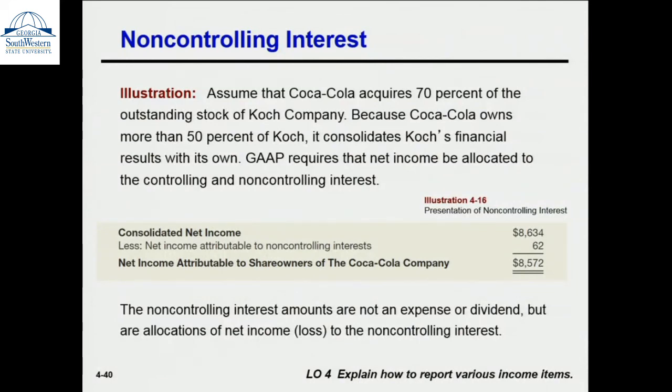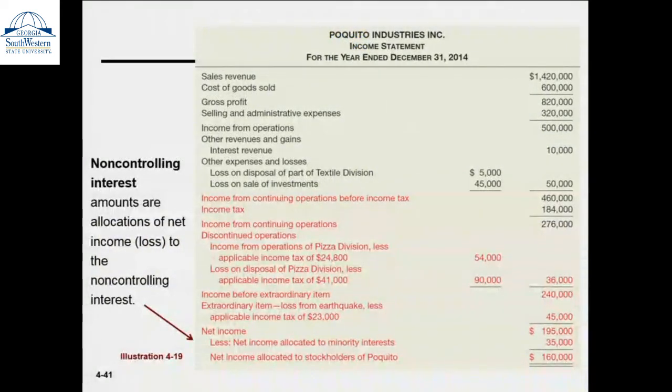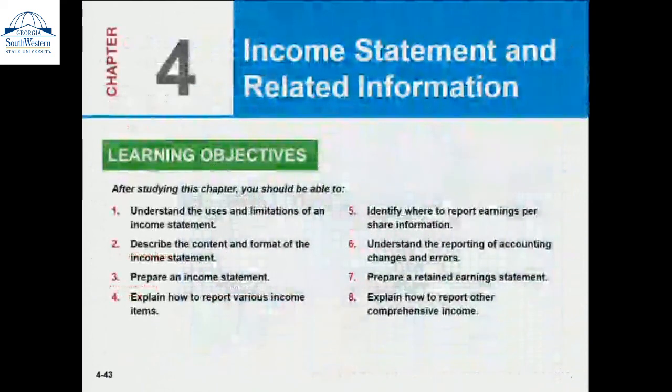Okay, so this is an important point here: this is not an expense or a dividend or anything else. It's just a way of allocating between what we control and what the other stockholders control. And so it goes down there at the very bottom, okay? That goes at the very bottom.